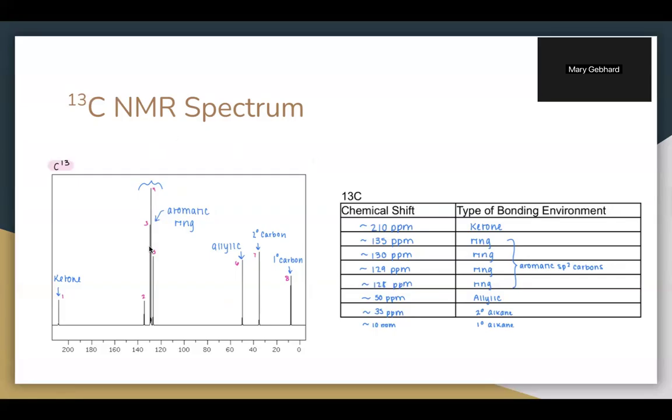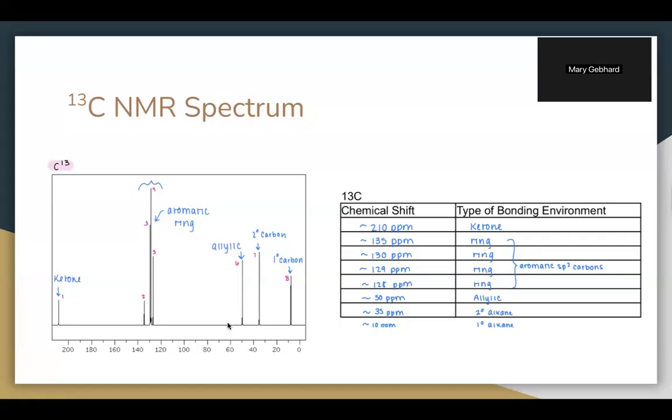I then noticed this group of peaks, about 4 peaks here, and this was between about 135 and 128 ppm. And I identified these peaks as my aromatic ring, due to the location of the sp2 carbons.